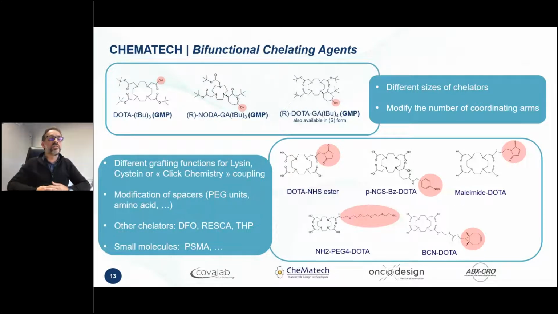So beyond these DOTA and NOTA derivatives, we also produce other chelators such as DFO for zirconium-89, RESCA for aluminium fluoride-18, or THP for gallium-68. We also produce other small molecules such as PSMA targeting agent precursors. And as you can see, some of these chelators are available in GMP quality.